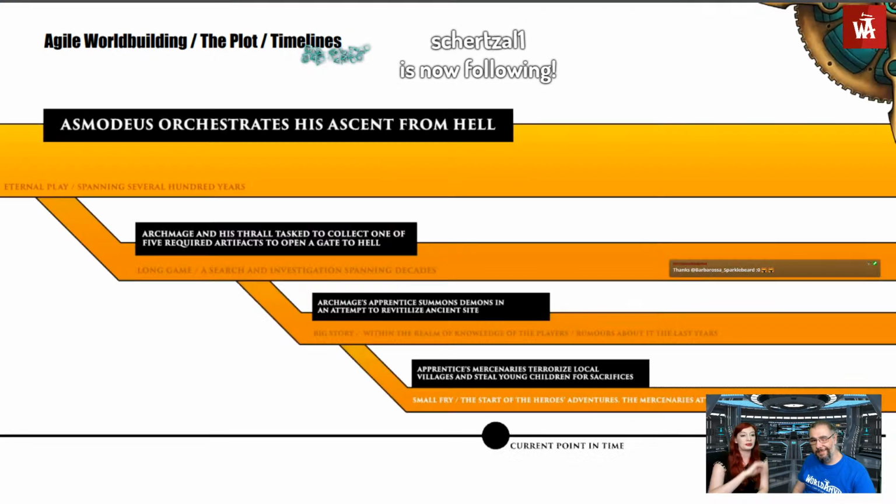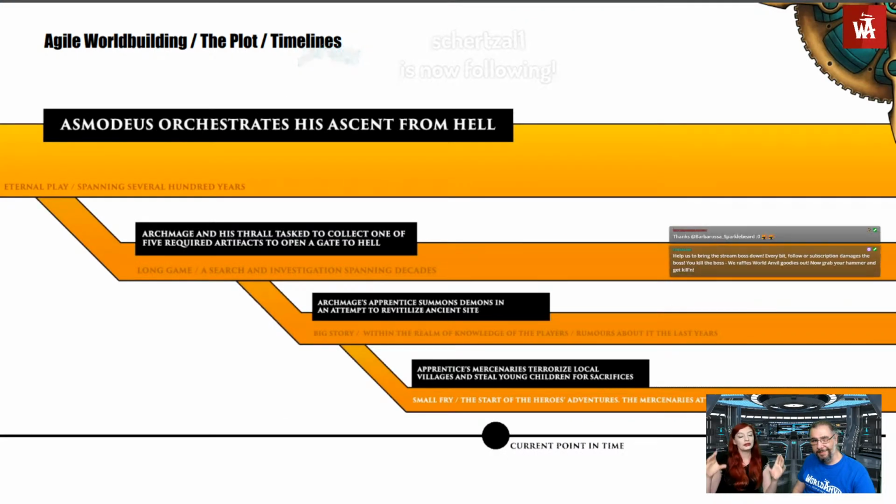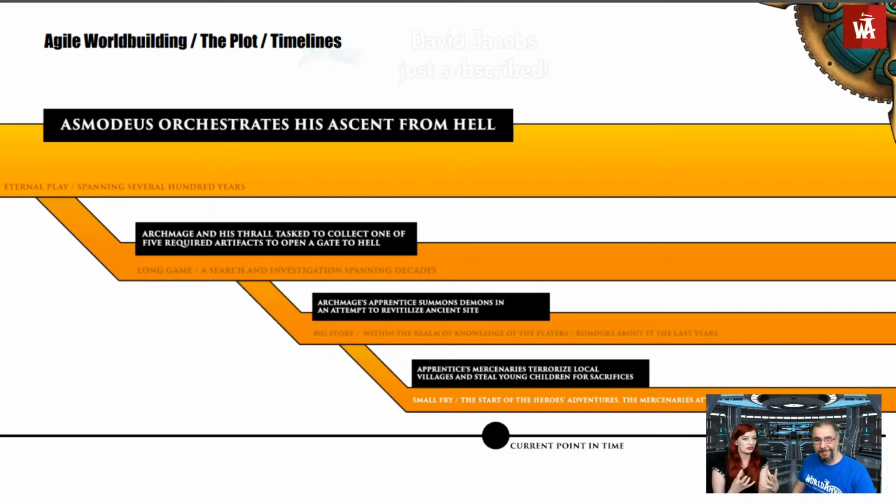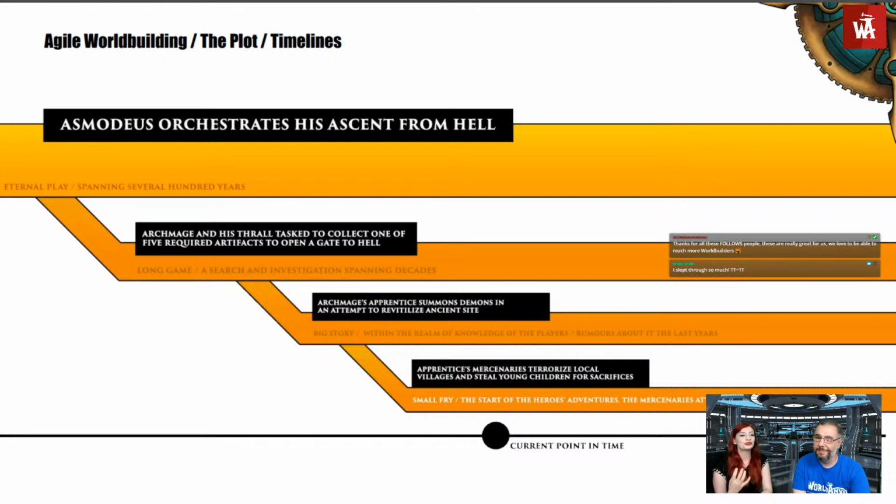So the Eternal Play is the super big ones. The long games are the smaller ones. The big story might be your campaign level. That might be it. And then the small fry are the smaller quests. At the moment, we are still talking as gods, good game masters. So we are thinking from the omniscient perspective. We are thinking, what do we know about this?